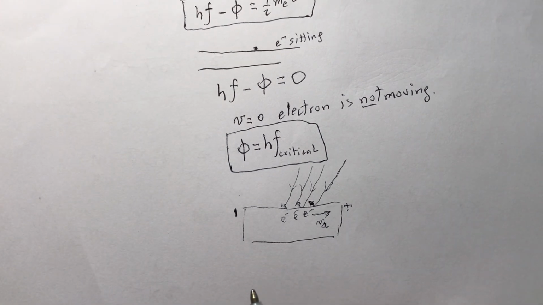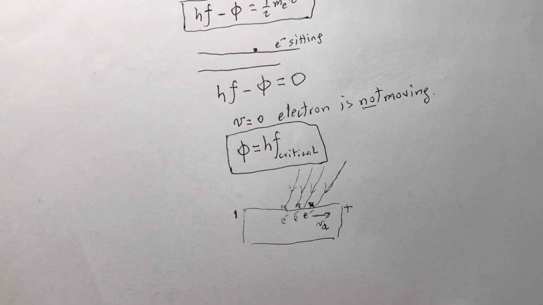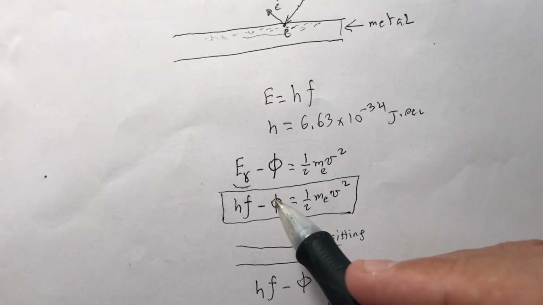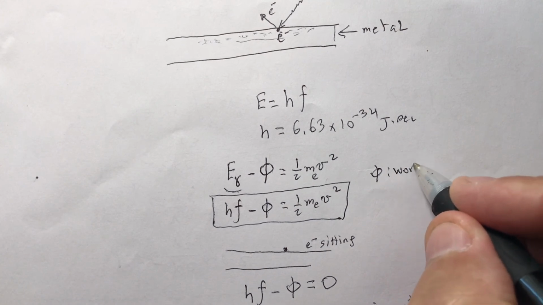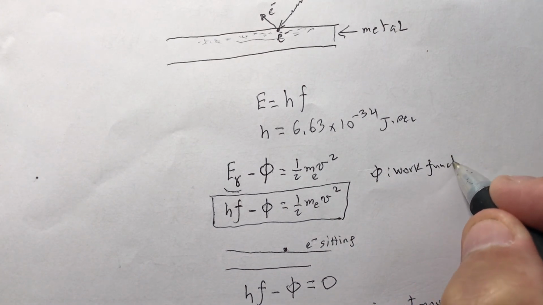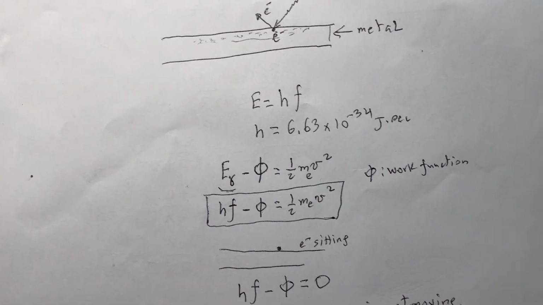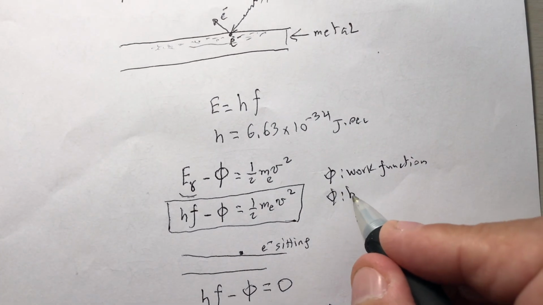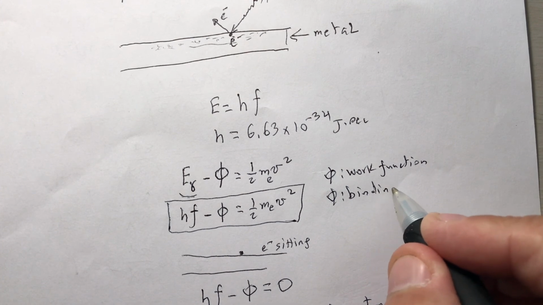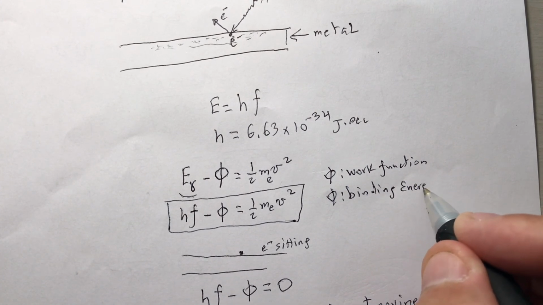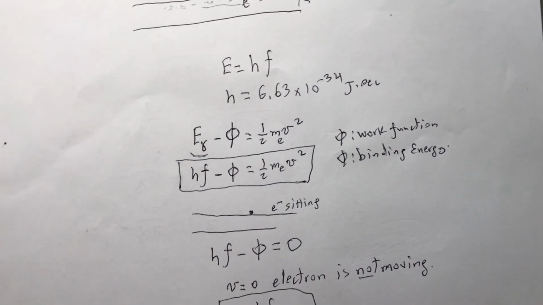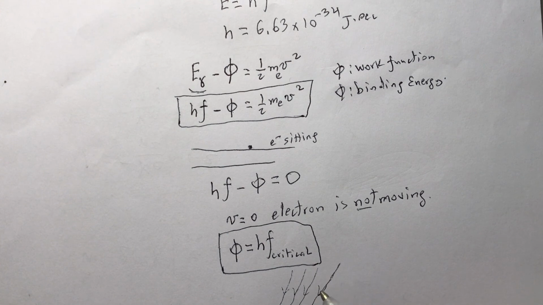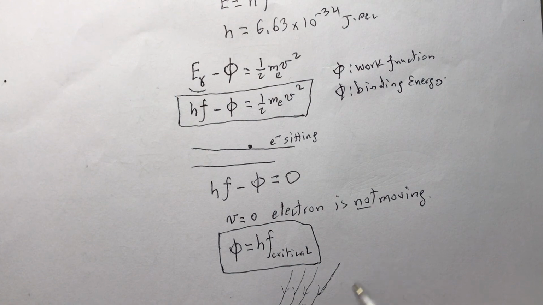One thing you need to know is that the thing I call the work function, phi, work function, or phi, binding energy, is the same thing. This phenomenon that I just explained is called the photoelectric effect.